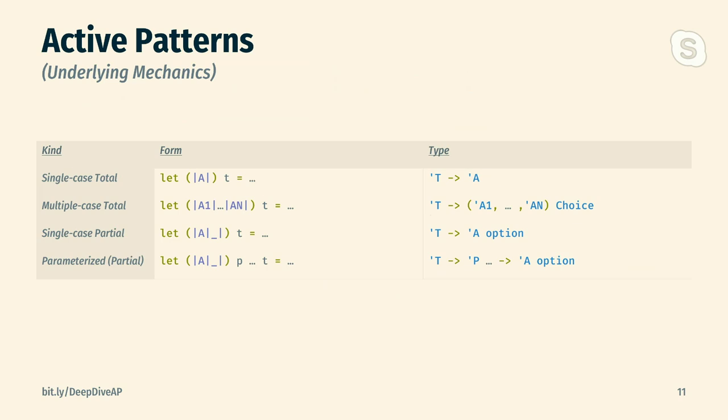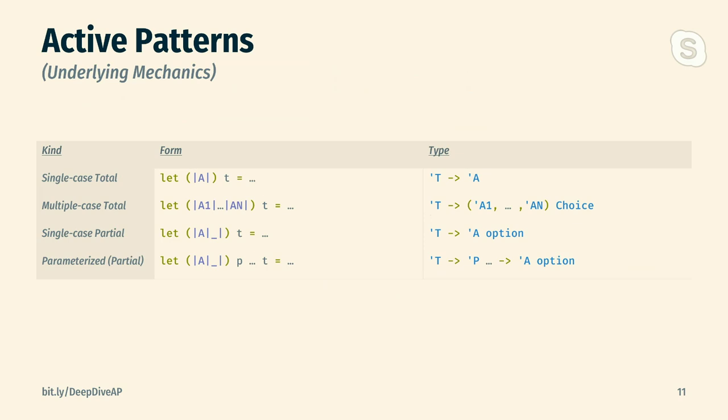And you can see here for the four main kinds of patterns, the compiler maps them onto syntactic structures that the compiler already knows about, different function definitions. If you've ever seen the type F-sharp Choice, that's what's used for multi-case total patterns. So if I have a multi-case total pattern with three cases, it'll turn into a function that takes some input and spits out a Choice three, or a Choice two, or a Choice four, or a Choice seven. Single-case total patterns are great. It's literally just a function.